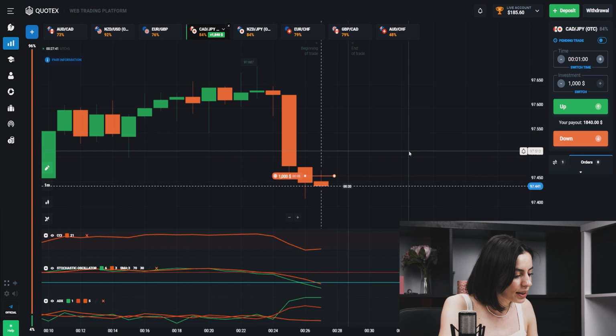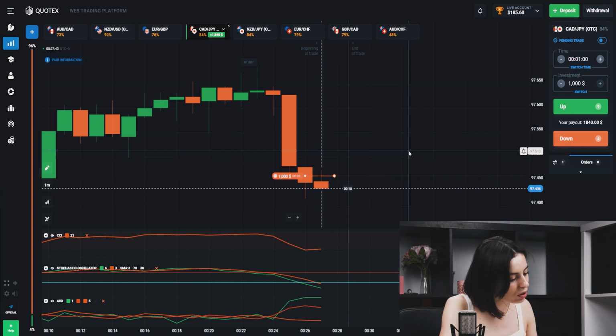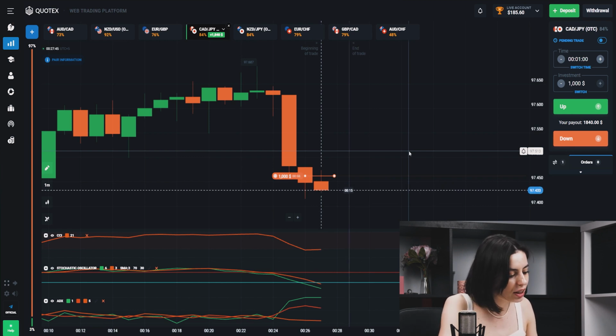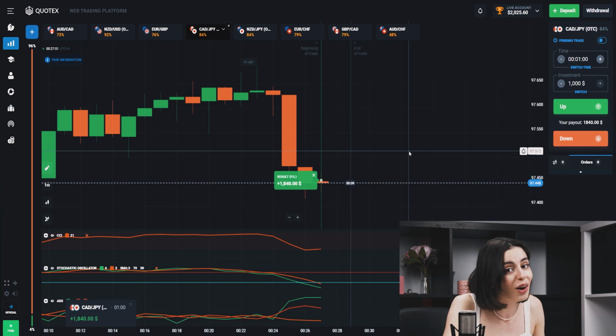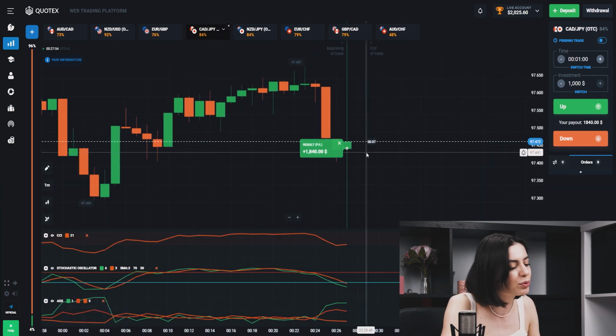So again, two indicators were showing us that we are falling, and the green line was confirming that, telling us that we can trust these two indicators, and we are having a payout here. We are having a profit, and we were correct.